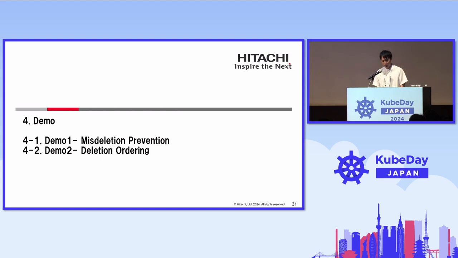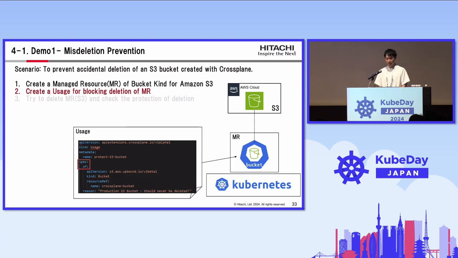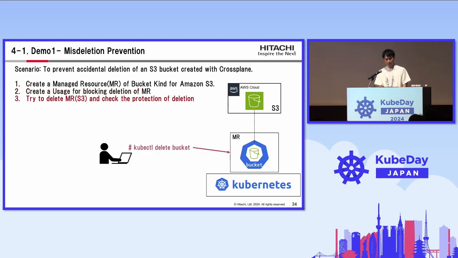From here, I will show you two demos of Usage. First demo is to prevent accidental deletion of an S3 bucket created with Crossplane. First, I will create a managed resource of the Bucket kind for Amazon S3. Second, we will create a Usage for blocking the deletion of the bucket resource. The spec.of field defines the S3 bucket. Finally, we will try to delete the bucket managed resource and check that the managed resource is protected from deletion.